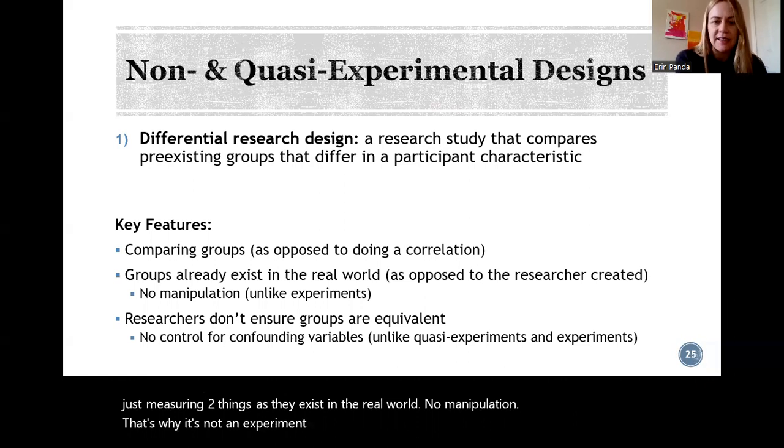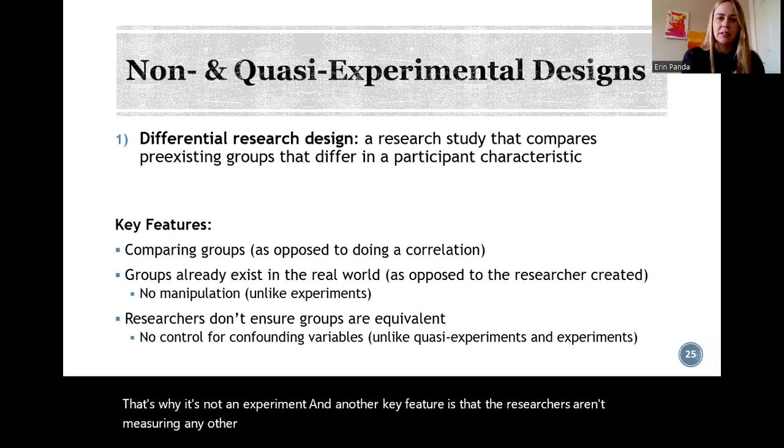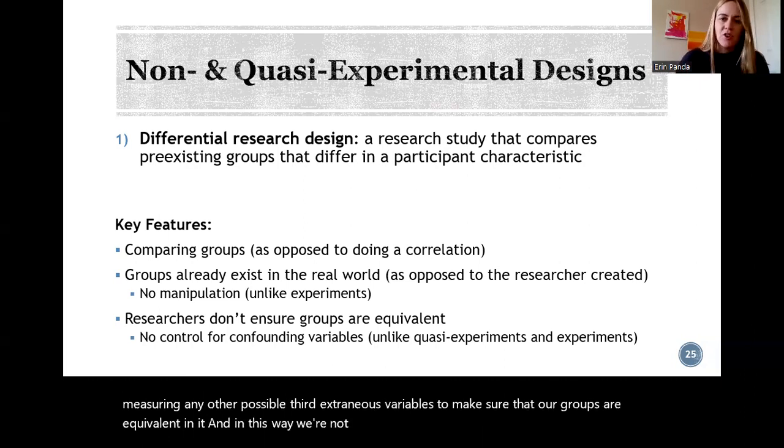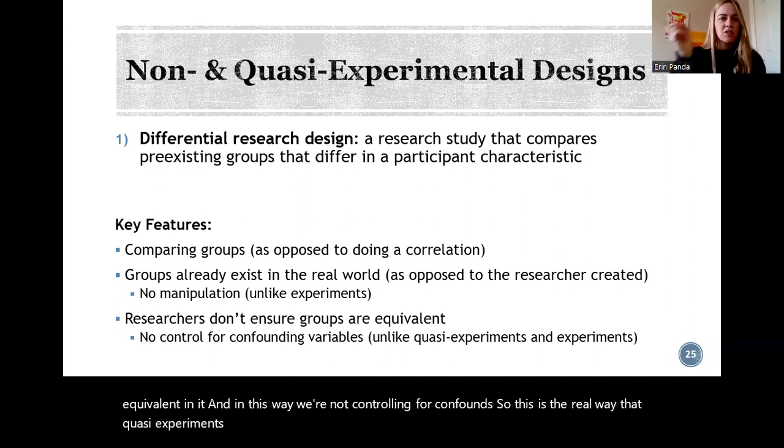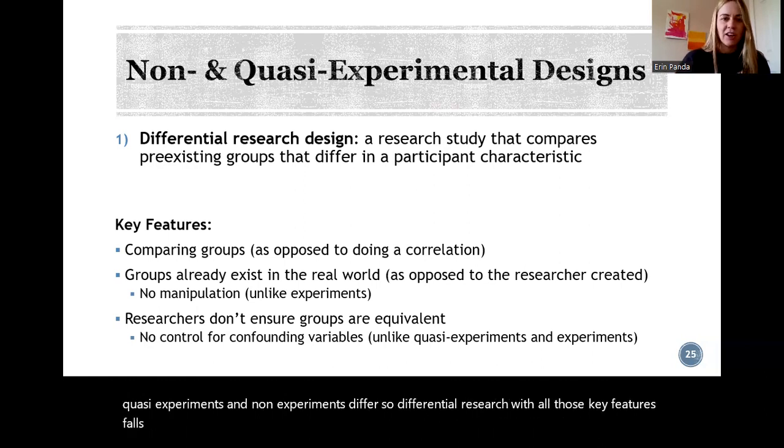Another key feature is that the researchers aren't measuring any other possible third extraneous variables to make sure that our groups are equivalent in it. And in this way, we're not controlling for confounds. So this is the real way that quasi-experiments and non-experiments differ. So differential research with all those key features falls into the category of non-experiments.